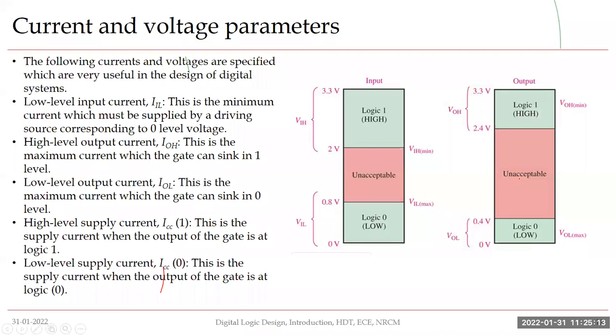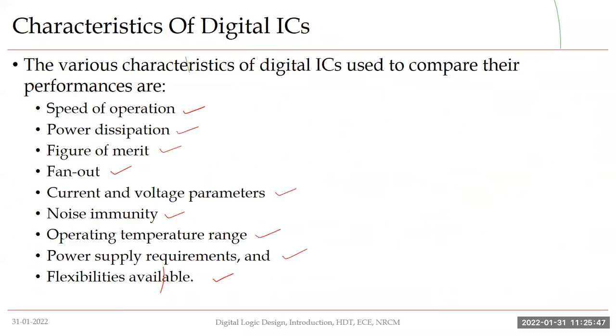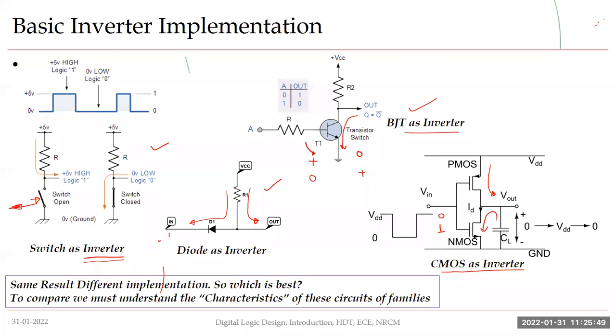Similarly, we have current parameters. So for the current, we will define IIL, IIH, IOL and IOH. That means the maximum current which we can sink when we are driving zero voltage. Now I think you may not have heard about sink current and source current. For that, we will go back to our circuit here.